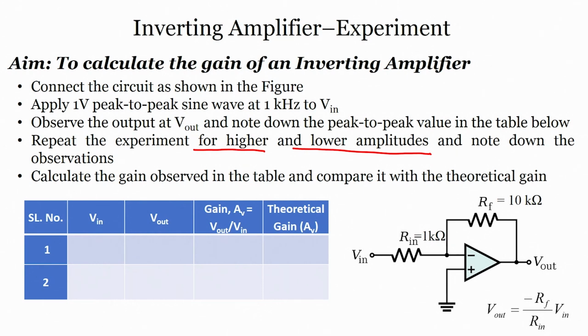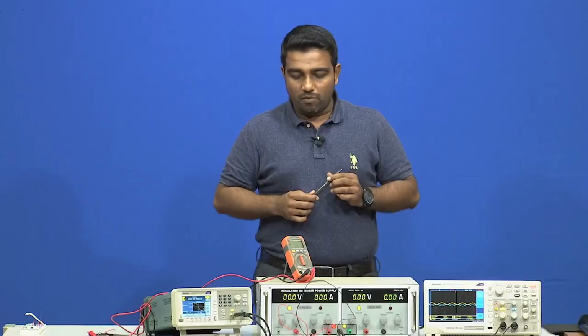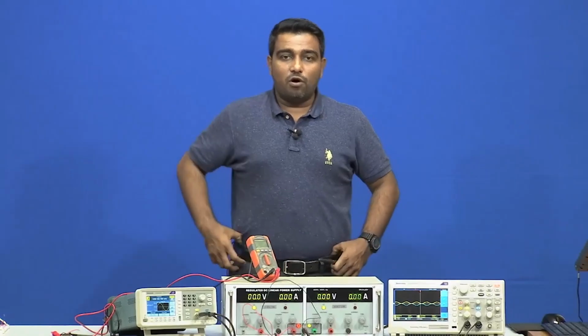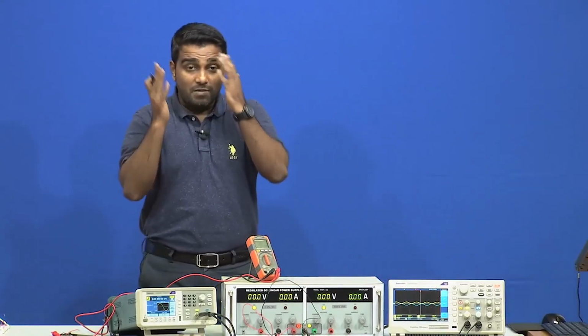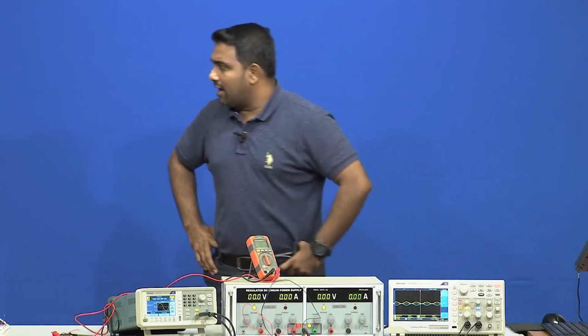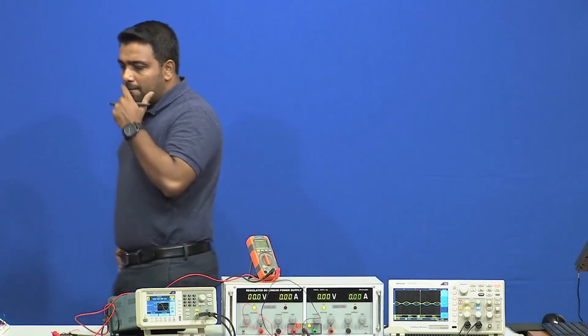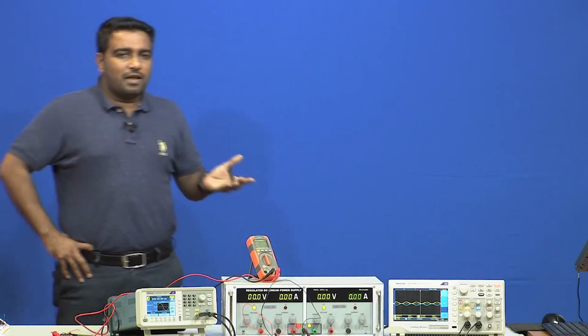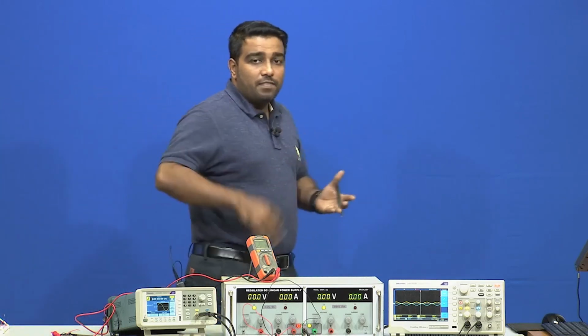Why is it important to understand? Because one thing that we understood in this particular experiment is that if we apply plus minus 15, what is the gain of the operational amplifier? If you remember, the gain of an operational amplifier was infinite. Then the question comes that, okay, if the gain is infinite, then if I apply 1 volt at the input, my output should be infinite voltage, isn't it?